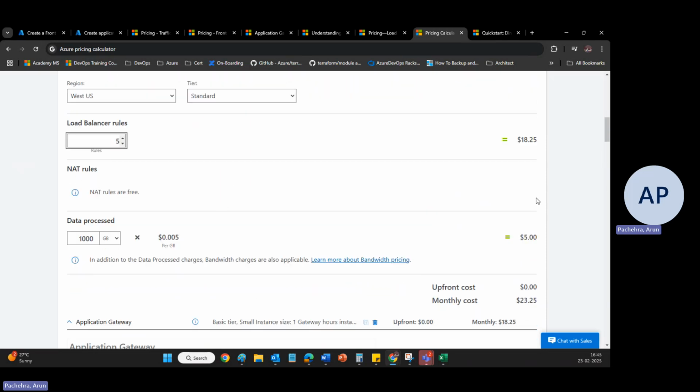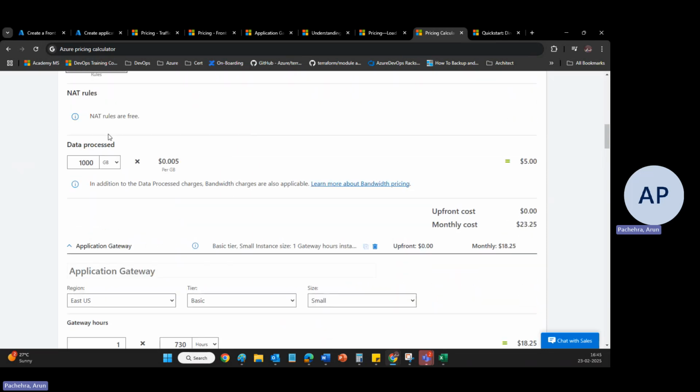NAT rules are free of cost, and there is a data processing cost. For 1000 GB, it is $0.005 per GB. So if you are thinking 1000 GB will be there, then it is $5 for a month.